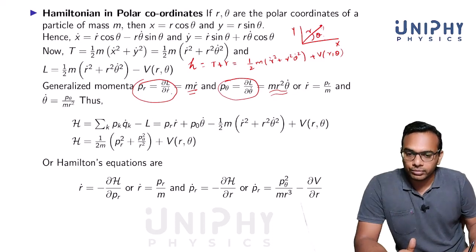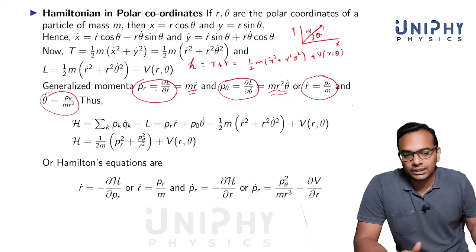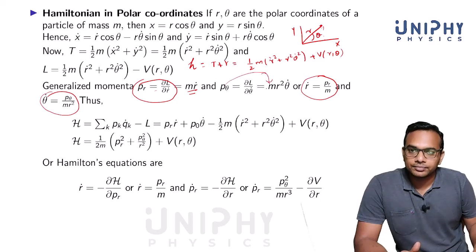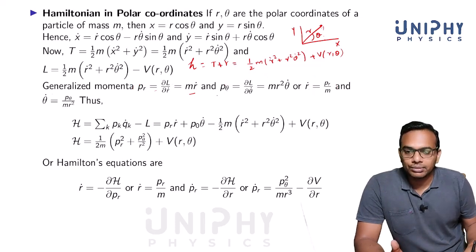From here we can find r dot is equal to p_r divided by m, and theta dot is equal to p_theta divided by m r squared. Now we just substitute theta dot and r dot in here in terms of p_r and p_theta, and we have the answer.